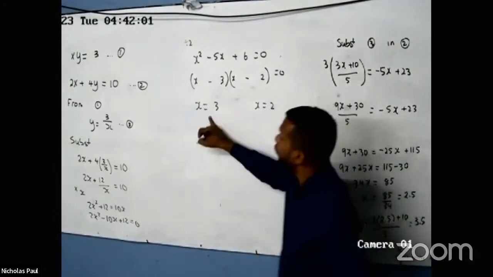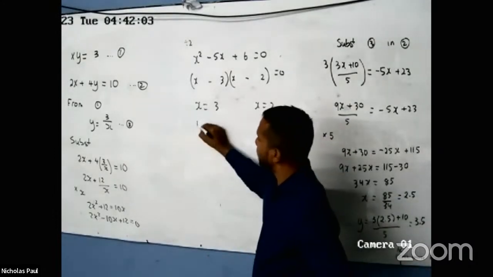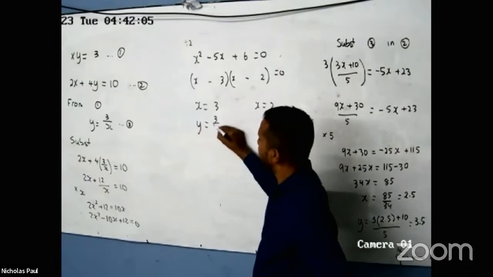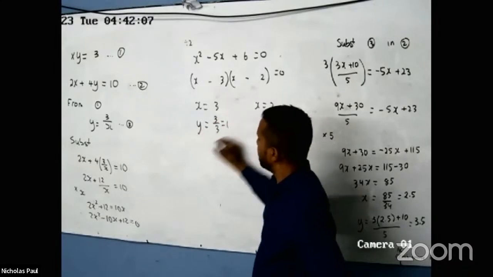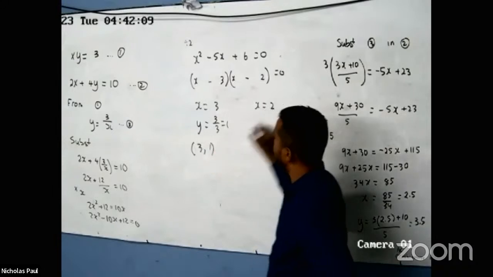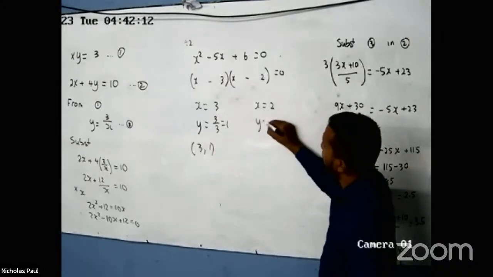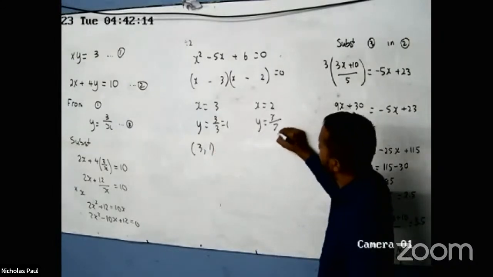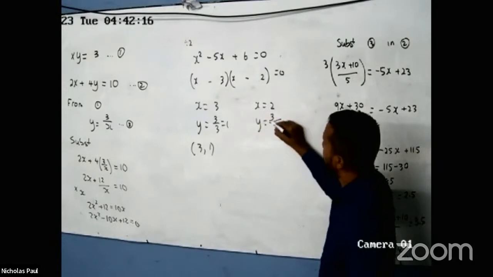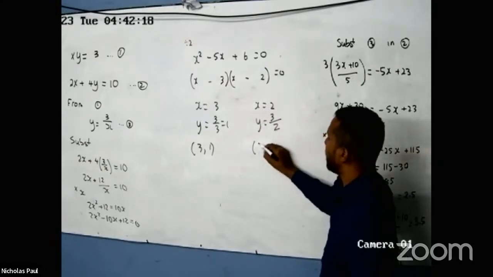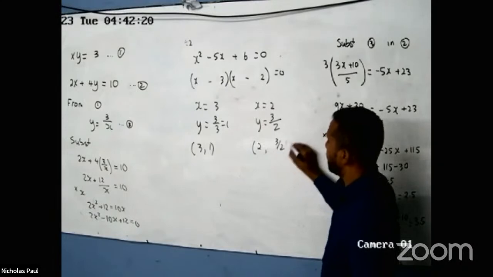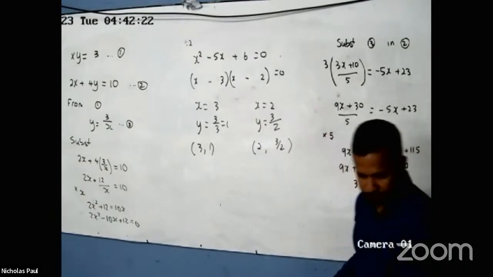Right? Once you know x, you can find y. Y is equal to 3 over 3, which is 1. So your first answer is 3, 1. When x is 2, you'll get 3 over 2, which is, well, 1.5. These are your 2 answers.